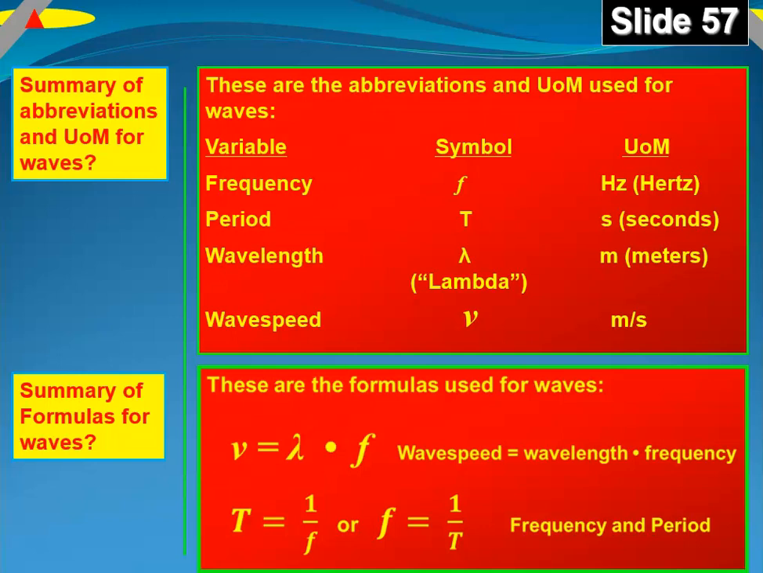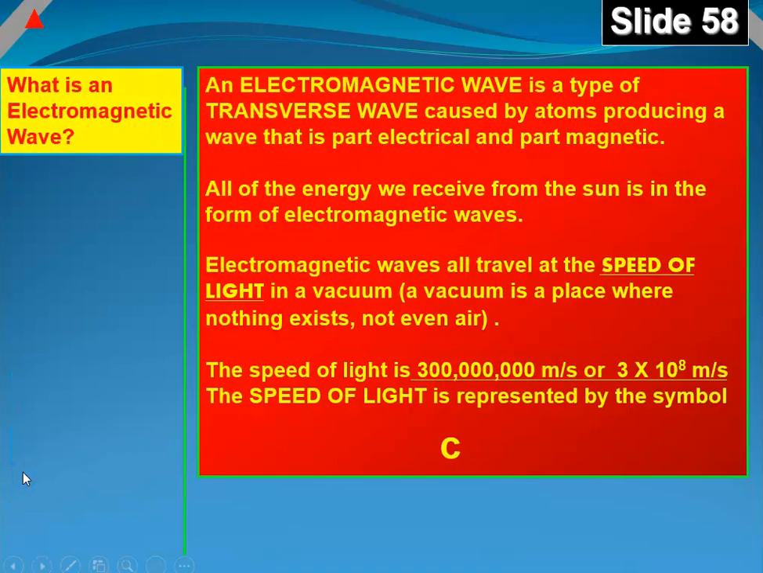And finally, the wave speed. Wave speed is the formula down below, and it is the wavelength times the frequency. And those equations at the bottom are really the only equations that we have in waves. So now we're ready to move on and continue with electromagnetic waves.